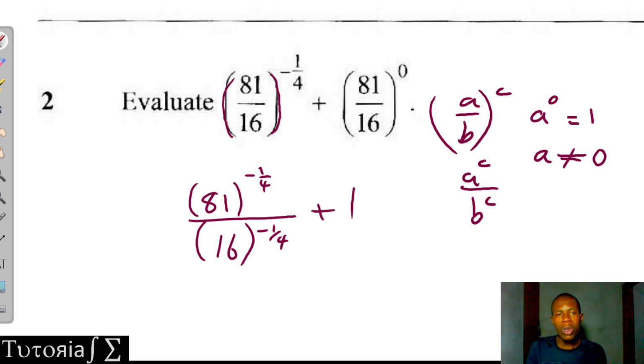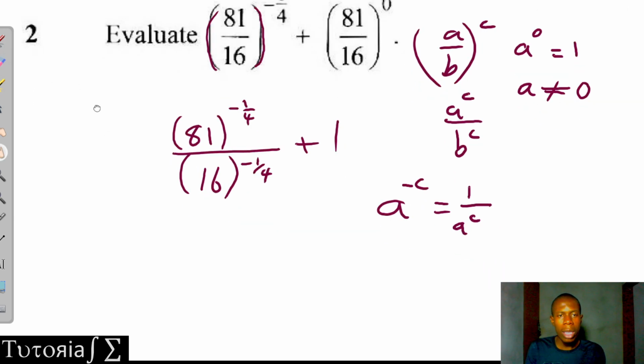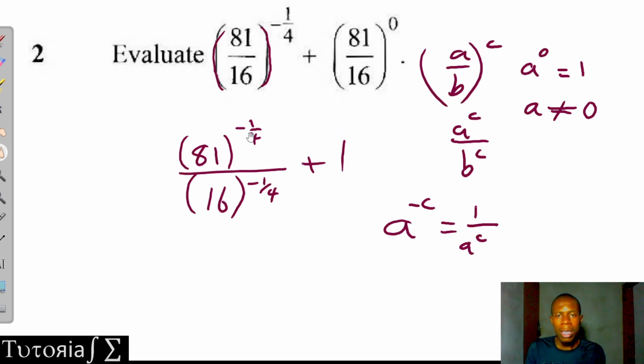What you should also know is that a to the power negative c, for instance, where c is any constant, is equal to 1 over a power c. Okay, so that is what you should do there. Now here we've simplified this.